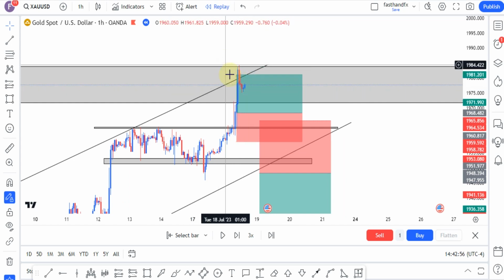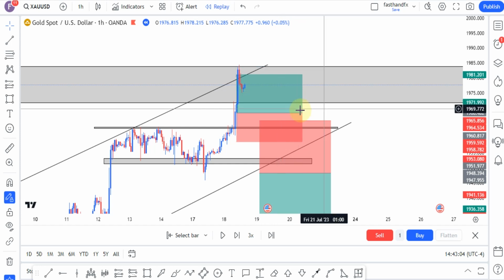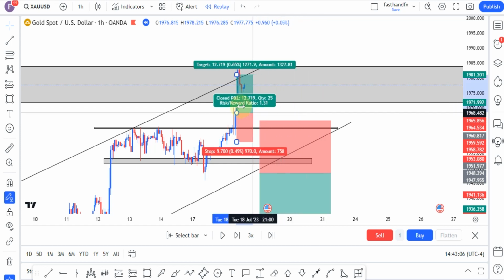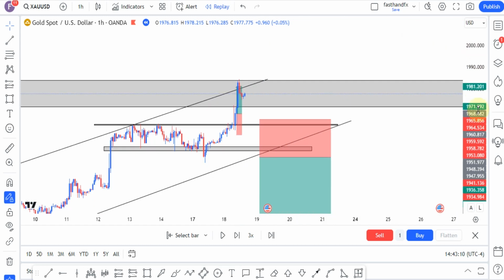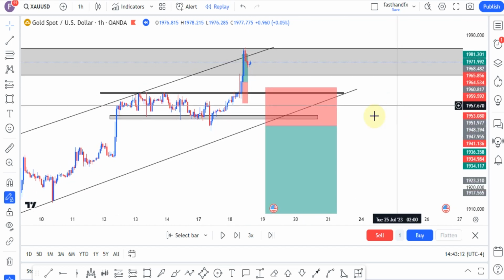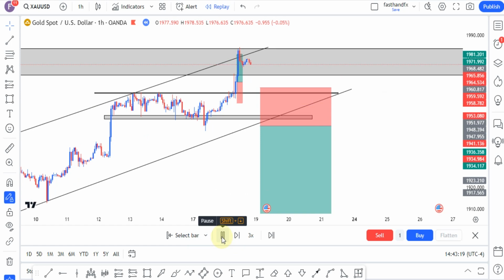Then after that, maybe that could have given us 127 pips. Beautiful. 127 pips from that beautiful move. So let's see what the market does. Let's wait and see what the market does. Then we try to understand.